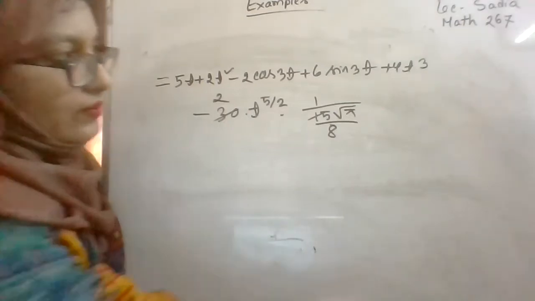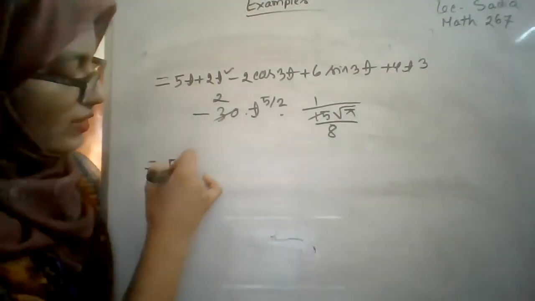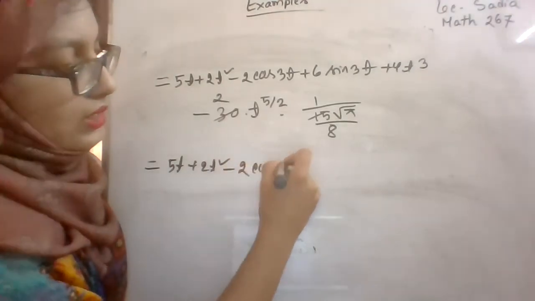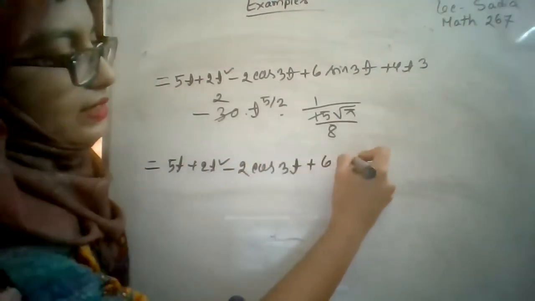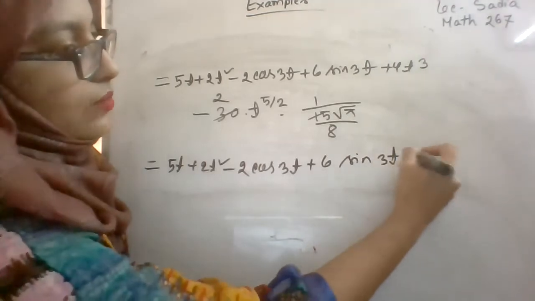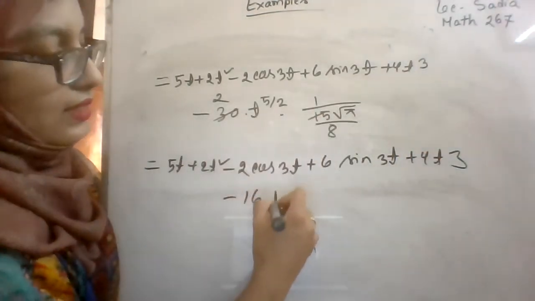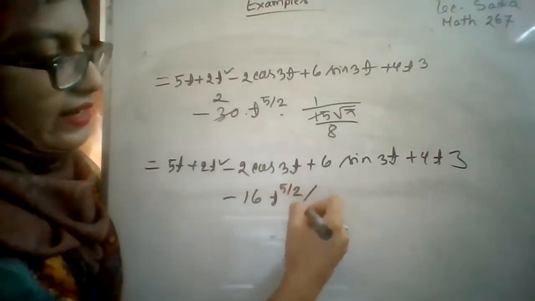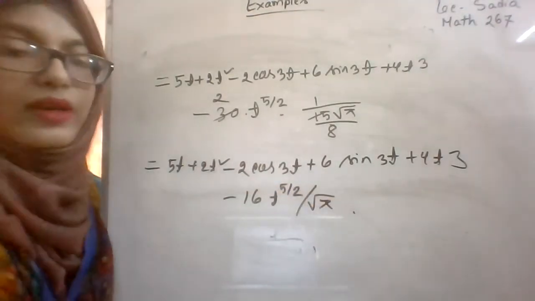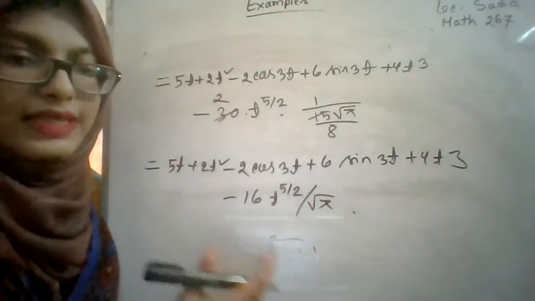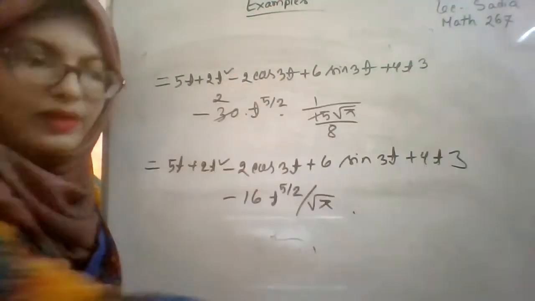write down the previous part, 5t, 2t square minus 2 cos 3t plus 6 sine 3t plus 4t cube, and for this part it will be 16 t to the power 5 by 2 divided by root over pi. Okay, so that's the answer for our given expression, the inverse Laplace transformation.